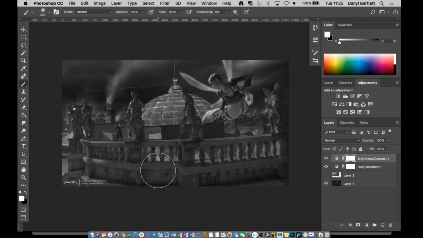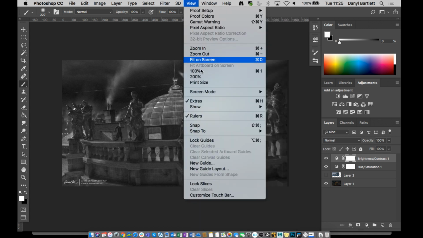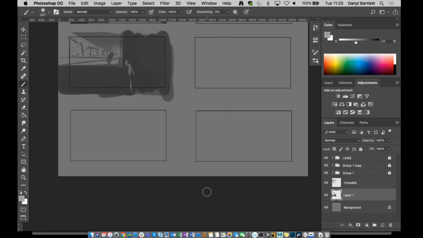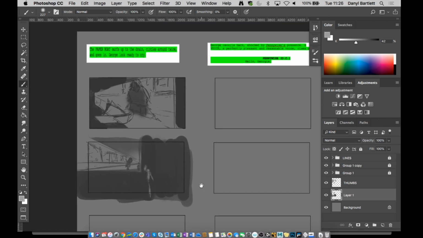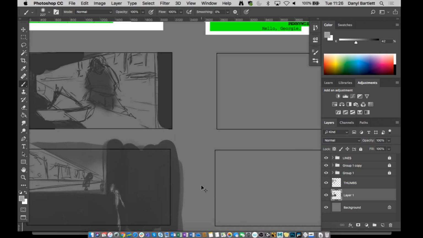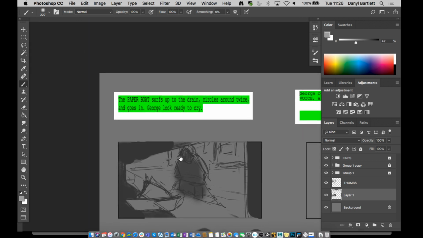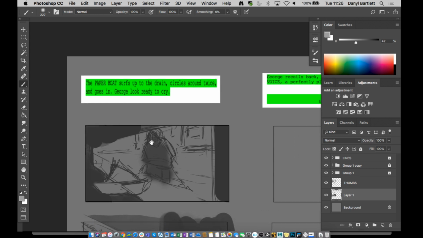Right, folks, if everyone can just stop what they're doing. Just hit Command S, save your work. So this is where I'm going to go fast, but there's just a couple of things I want to show you. Let's show you where mine got to. So I got two of mine done straight into digital. That was the piece of the script that I chose. The paper boat surfs up to the drain, circles around twice and goes in. George looks ready to cry.